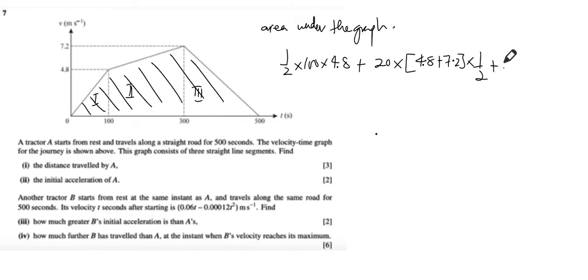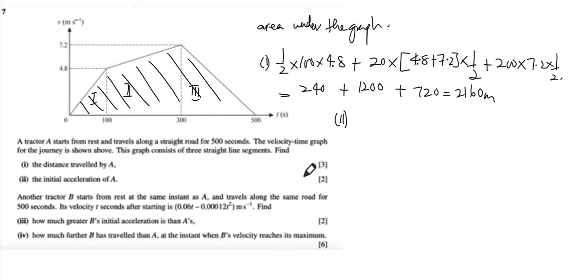That's 500 minus 300, which is 200, times the height, which is 7.2, times half, and all this will give us 240 plus 1200 plus 720, and the answer is 2160 meters.